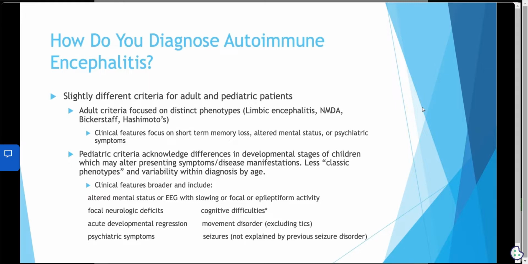When looking at the adult criteria, you'll notice that they focus more on distinct phenotypes and that adults tend to have more classic presentations that really help differentiate between different types of autoimmune encephalitis. In addition, their diagnostic criteria focus mostly on three clinical manifestations, primarily short-term memory loss, altered mental status, and psychiatric symptoms that are really key in the diagnosis of adult disease.